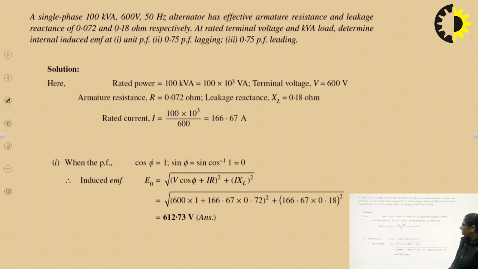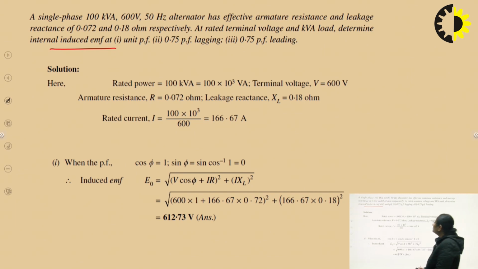The question is based upon the determination of the induced EMF when the alternator is operating at certain power factors: at unity power factor, at 0.75 lagging power factor, and at 0.75 leading power factor. So let us try to understand what the question is asking. A single phase 100 kVA 600 volt 50 Hz alternator has effective armature resistance and leakage reactance of 0.072 and 0.18 ohm respectively, right? At rated terminal voltage and kVA load, determine the internal induced EMF at unity power factor, at 0.75 lagging power factor, and at 0.75 leading power factor.